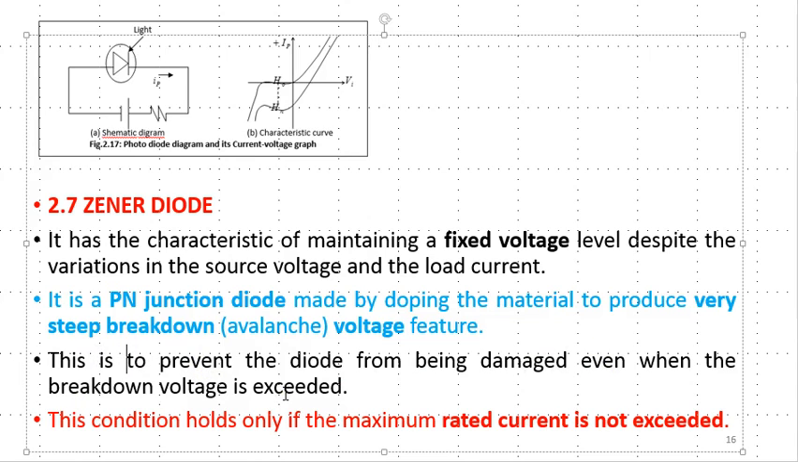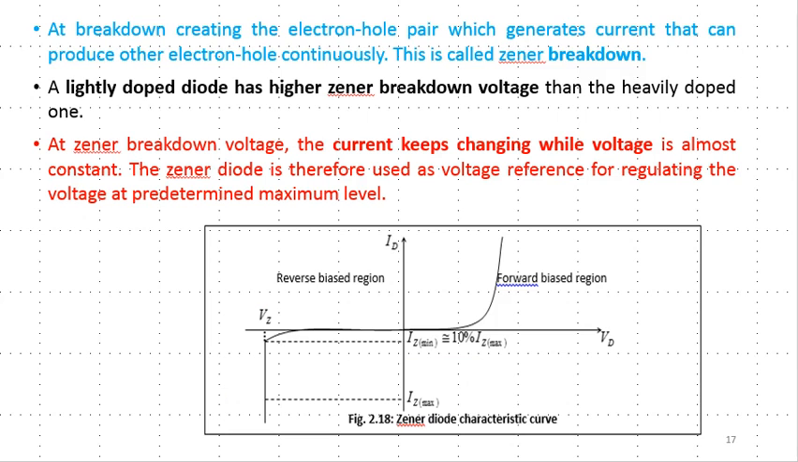Therefore, we make it steep in such a way that it will remain at that breakdown voltage. And this condition is true only if the maximum rated current of the diode is not exceeded. Supposing you have a diode that the manufacturer said it can take a maximum of 1 ampere when it is at the breakdown voltage. When you load it with more than that, it cannot operate the way you expect it to. And for us to understand the operation of the Zener diode, let us look at this graph.